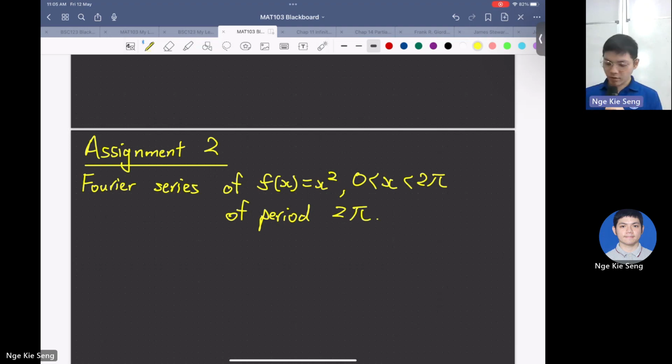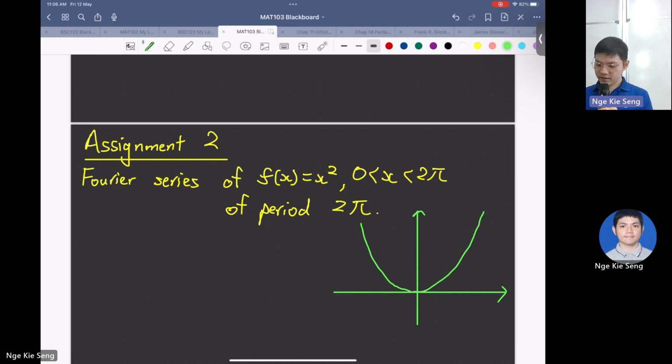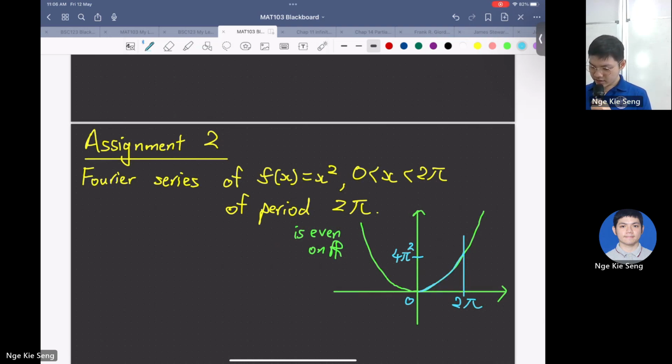The first common mistake people make is you think that f(x) equal to x squared is even. It is even on the whole real line, but it is not even on the interval 0 to 2 pi. So let's plot f(x) equal to x squared. It is even on the whole real line, but what we want to see is just 0 to 2 pi. So we cut at this spot here. If you just look at this portion here, it is not even. So it's not an even function on this.